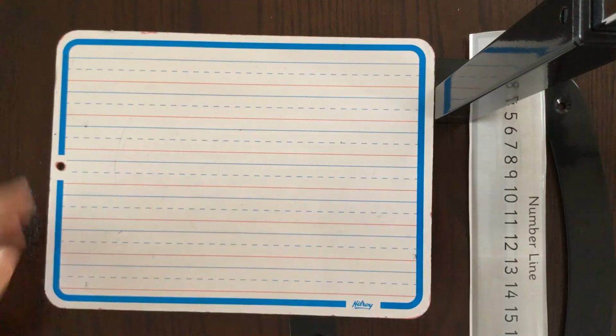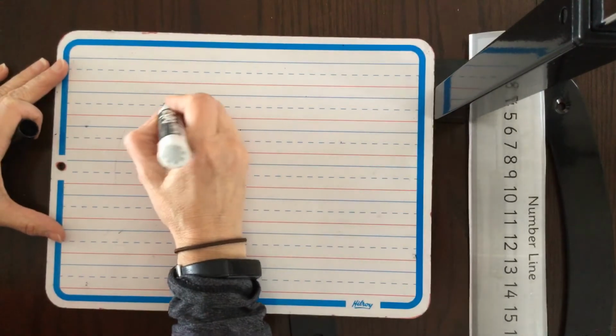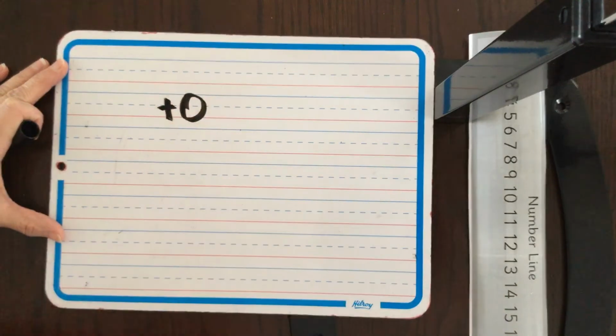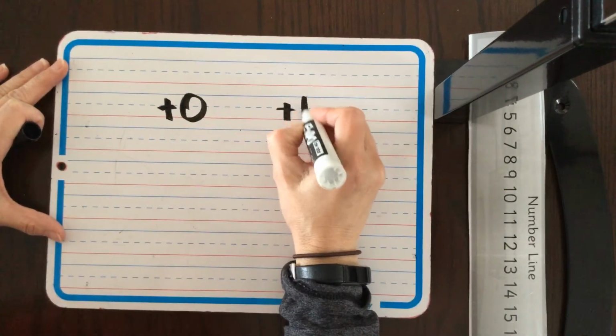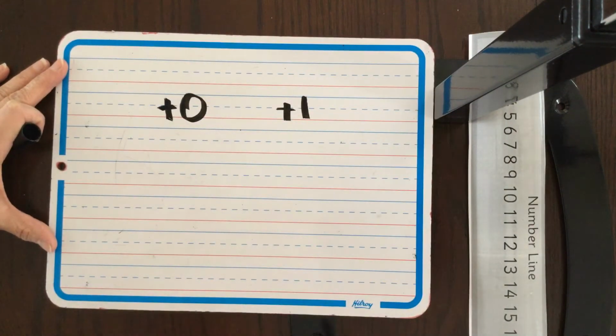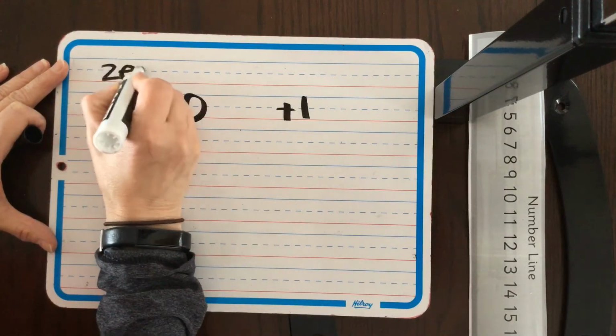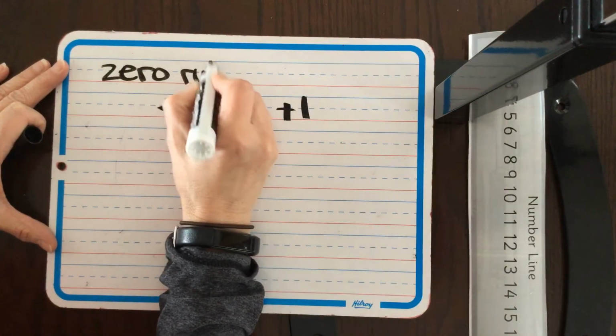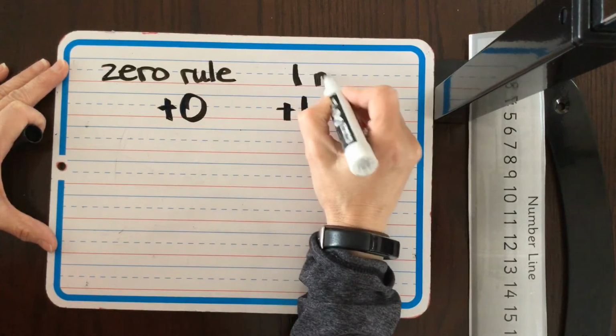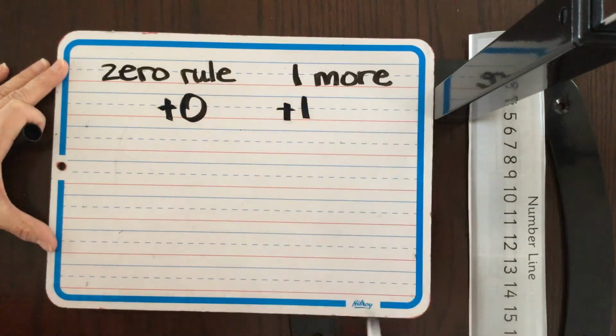The first one we're going to look at is the +0 strategy that we had from addition. We're also going to look at the +1 strategy that we had in addition. We called that the zero rule, or one more. They were easy strategies that we could do in our heads anytime we saw a question that had +0 or +1 in any location.